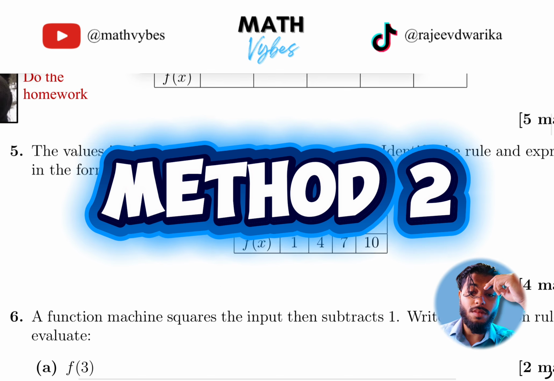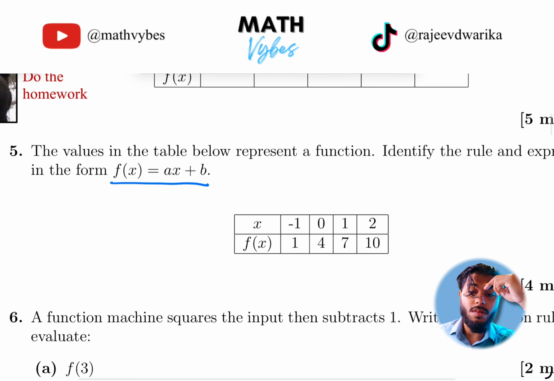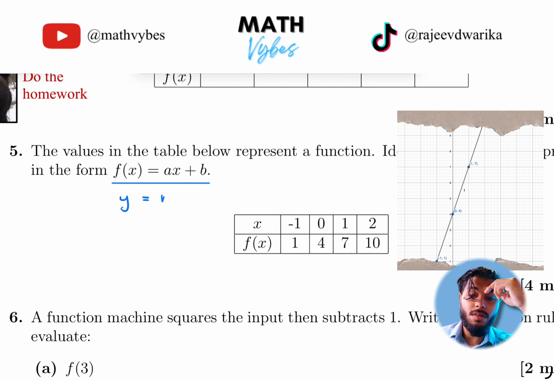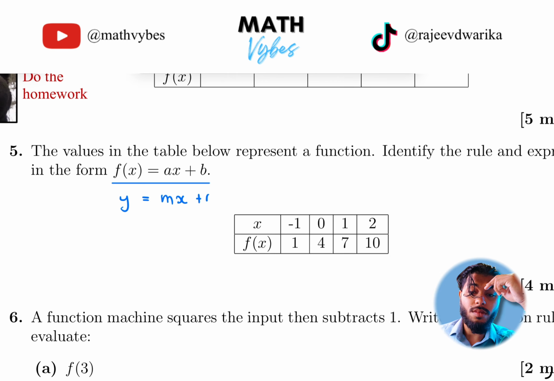Method 2 now. You can see that this is a linear relationship, right? Which is in the form y is equal to mx plus c. So f of x is the same thing as y. Remember, when you take an x value and you put it into a function, you get an output. We call that output y. So f of x is the same thing as y, and I want you to take notice of this thing over here. So the x value is increasing by a multiple, right? In this case it is a, in this case it is m.